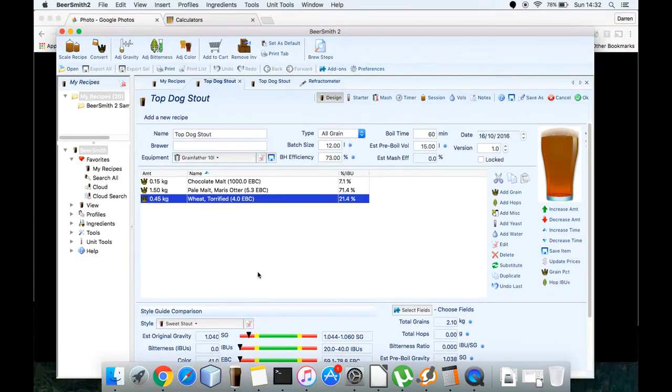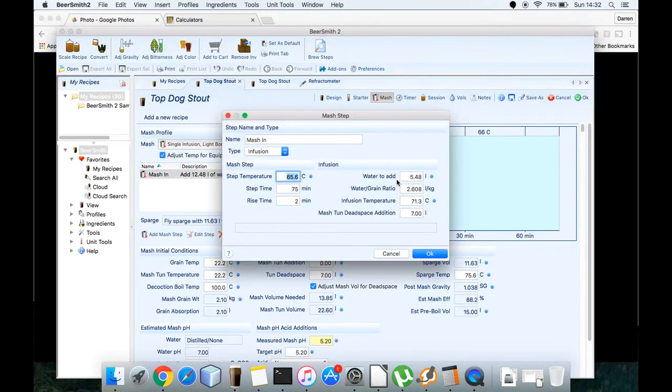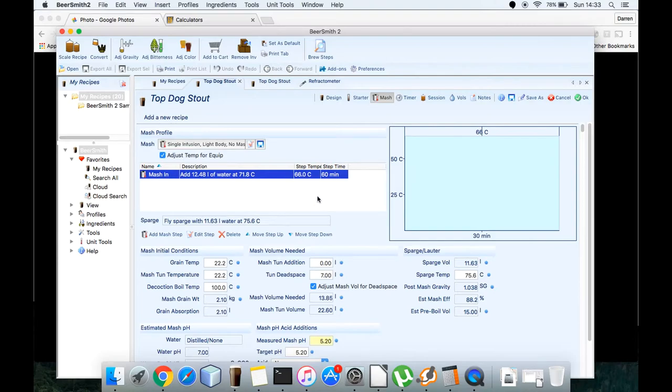So what I'm going to do is go to my mash here. I'm going to tell my system what the mash is going to be. So it's going to be 66, steeped for 60 minutes, and I'm not going to have a rise time. Okay, we go back to the design.